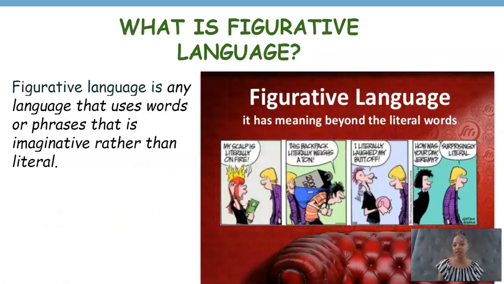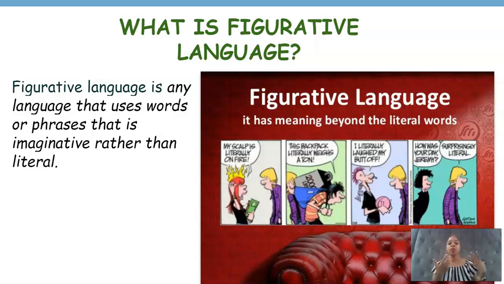Okay, so what is figurative language? Figurative language is any language that uses words or phrases that is imaginative rather than literal. So it's not necessarily speaking literally. For instance, if you look at the image here, my scalp is literally on fire. That doesn't mean that her scalp is literally on fire. It's just saying that her scalp is itching and it's burning.